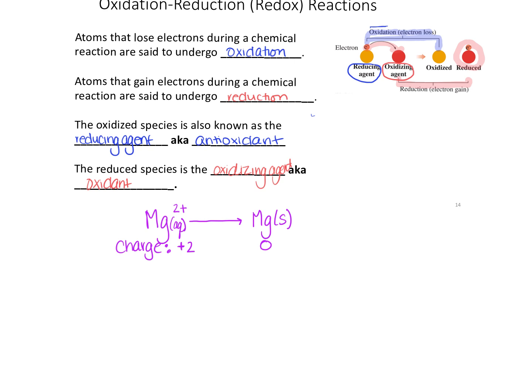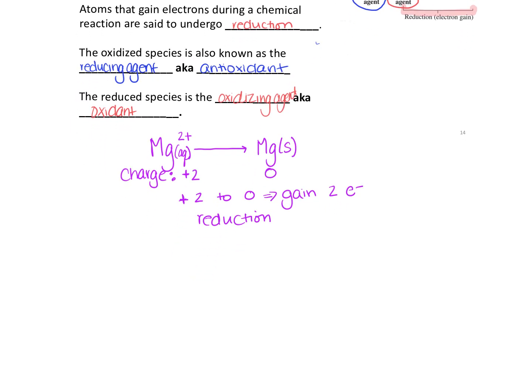So let's think about what's happening with magnesium here. It's going from a +2 charge to a charge of 0. This means to get from +2 to 0, it had to gain 2 electrons. And if it's gained electrons, it underwent reduction. So this gained electrons, it has undergone reduction. Another way we can say that is it's been reduced. That's what we see there. So sometimes we can see these little half reactions. Let's look at another example.